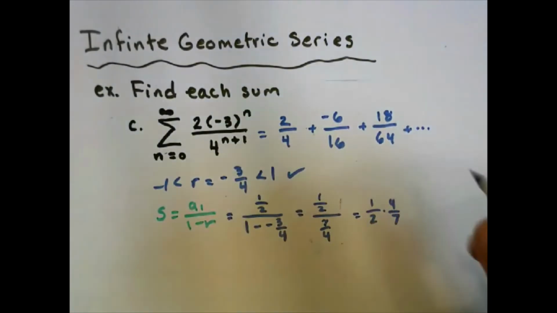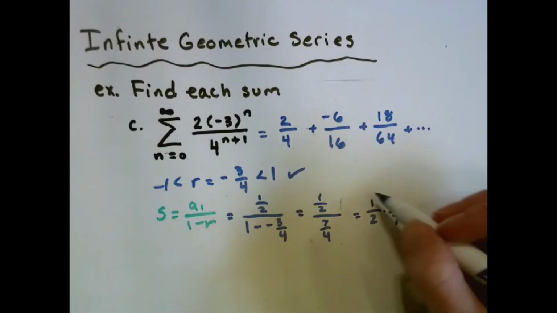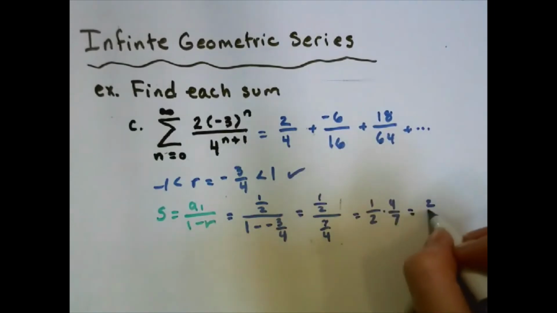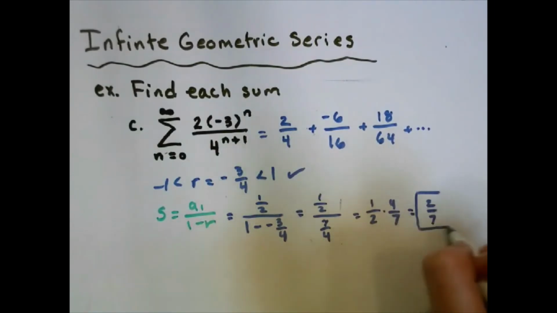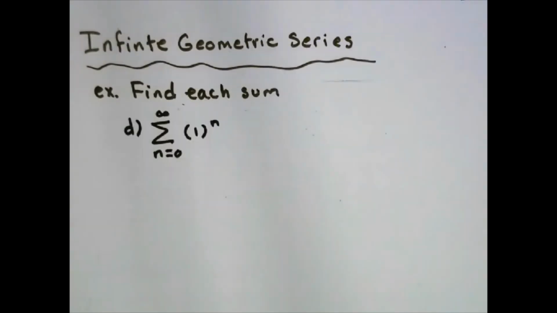So if I multiply by the reciprocal, we have 4 sevenths times 1/2, which is going to be 2 sevenths is our sum. So if it's written in sigma notation, write out some of the terms so we can get a feel for what's going on.